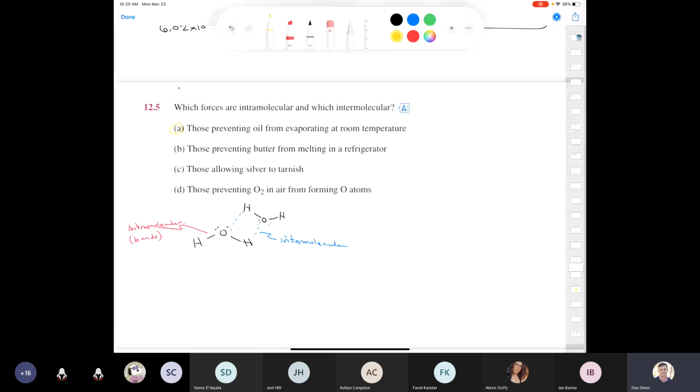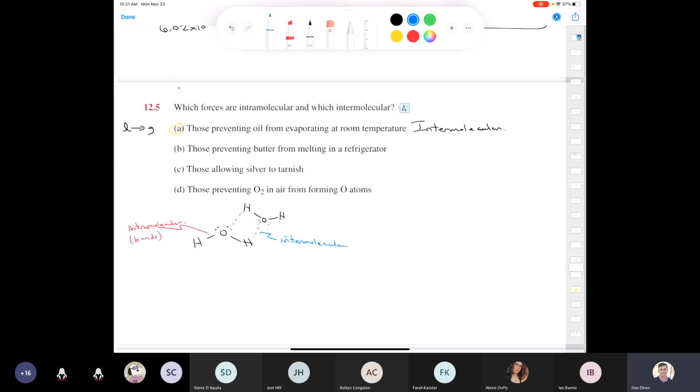A, those preventing oil from evaporating at room temperature. That would be intermolecular, wouldn't it? Right, because if it's trying to evaporate, it's trying to go from the liquid to the gaseous phase. You're not trying to break any bonds inside the oil molecules, whether they're in the liquid or gaseous phase, it's still the oil molecule.